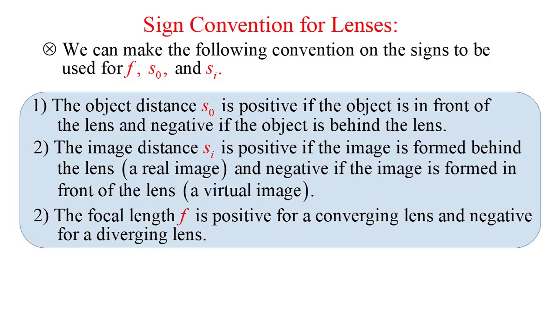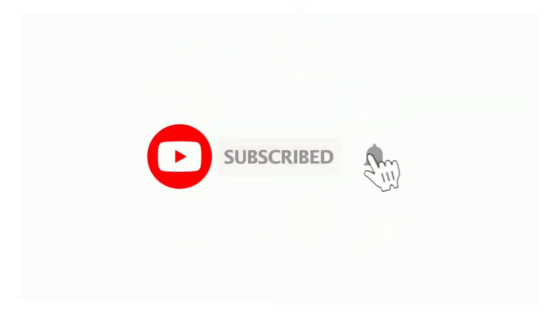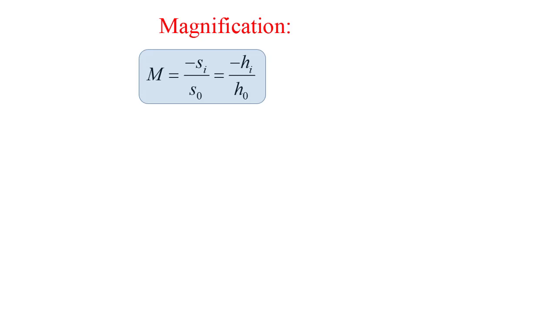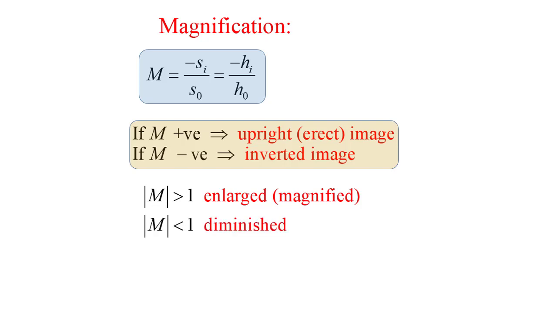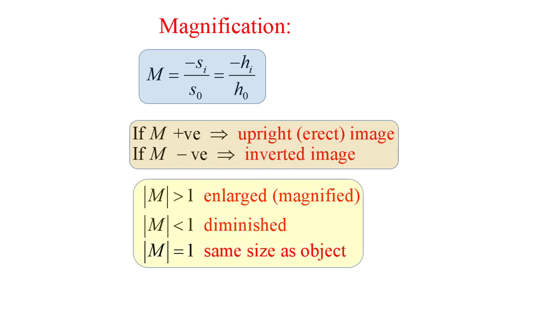Thirdly, the focal length f is positive for a converging lens and negative for a diverging lens. Let us see magnification in terms of lenses. Magnification is once again defined as m equals minus s i over s naught, which is equal to minus h i over h naught, in a similar way as that of mirrors. If m is positive, the image is upright or erect. If m is negative, the image is inverted. If the magnitude of m is larger than 1, it is an enlarged or magnified image. If the magnitude of m is less than 1, the image is diminished. If m is exactly equal to 1, it will be the same size as the object.